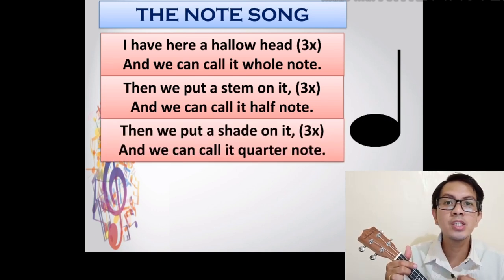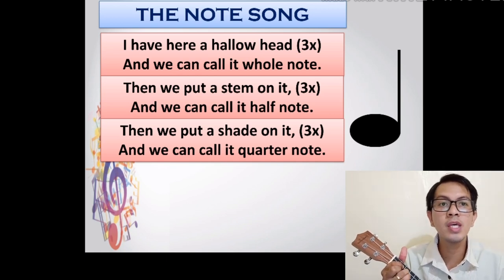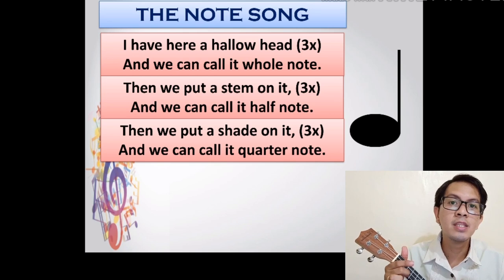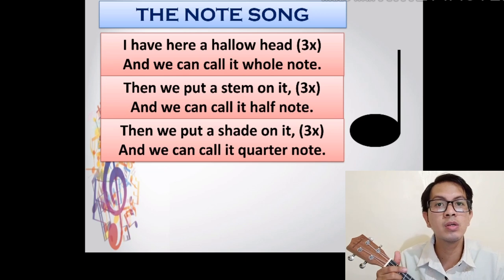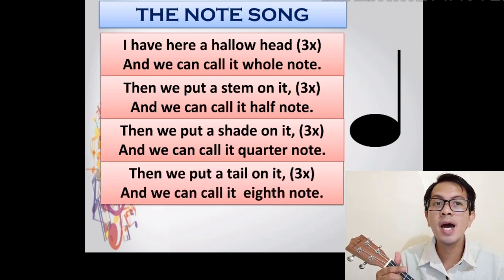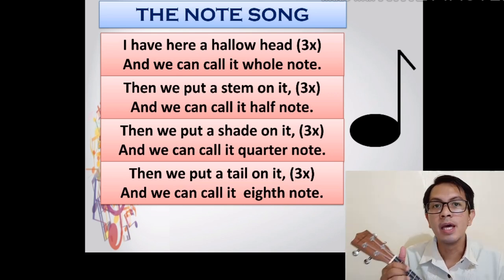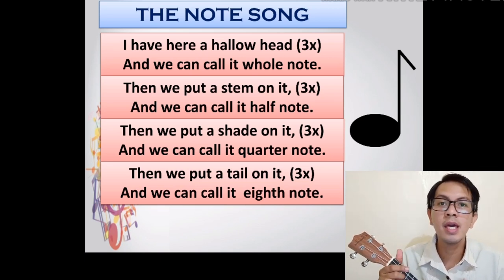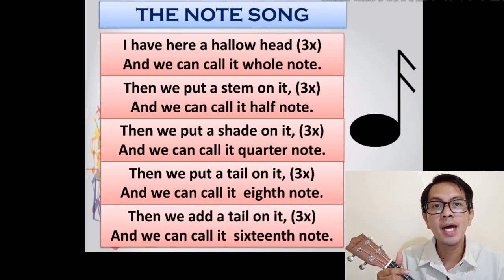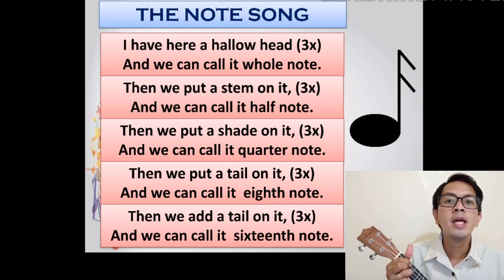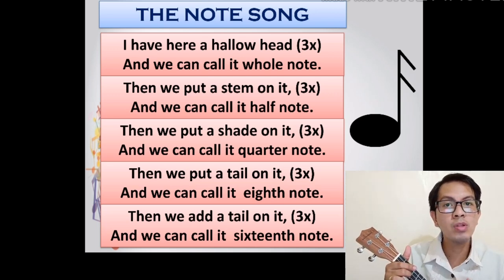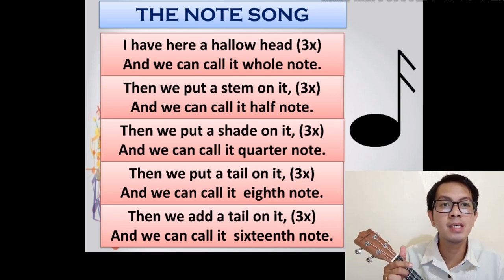Then we put a shade on it, a shade on it, a shade on it. Then we put a shade on it, and we can call it quarter note. Then we put a tail on it, a tail on it, a tail on it. Then we put a tail on it, and we can call it eighth note. Then we add a tail on it, and we can call it 16th note.